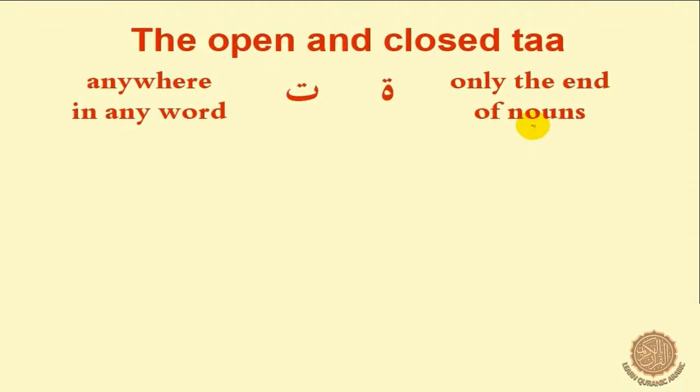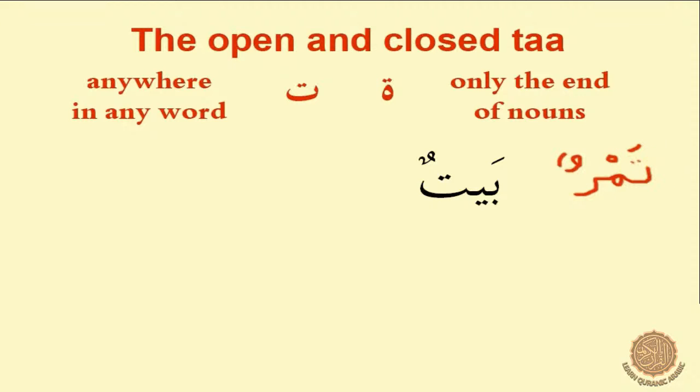So let's look at some examples of this, inshallah. So here we have the word bayt, baytun, this is the Tanween, and this is an open tat. We also have the word, for example, tamrun, which means dates. So notice here the open tat at the beginning of a word.